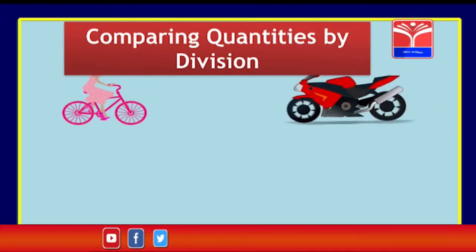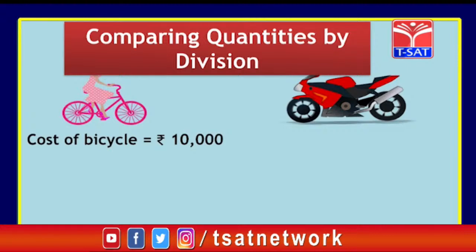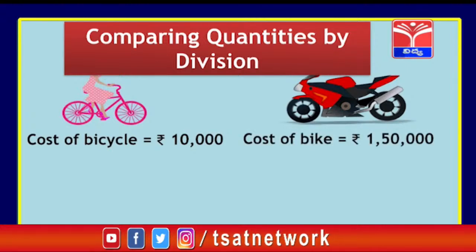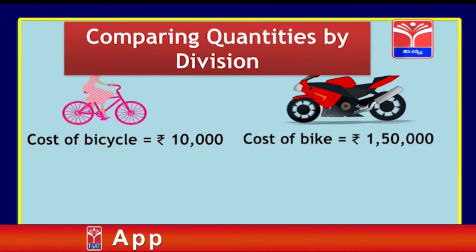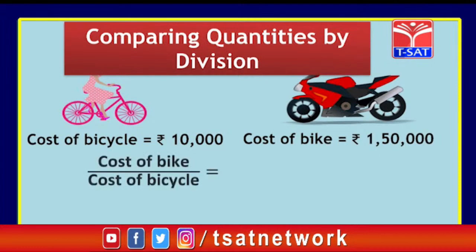Now take a look at this girl. She is on a bicycle, isn't it children? And this is a bike. Let's see the cost of these vehicles. The cost of the bicycle is 10,000 rupees, whereas the cost of the bike is 1,50,000 rupees.